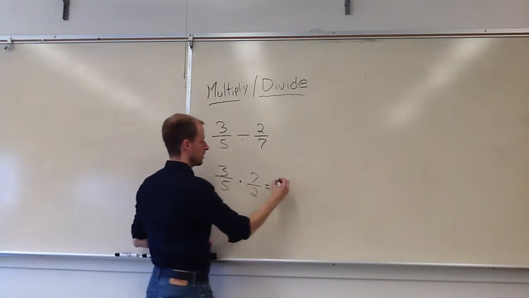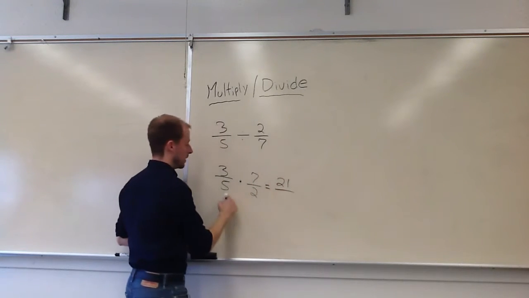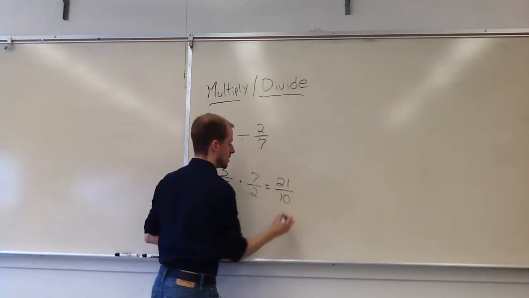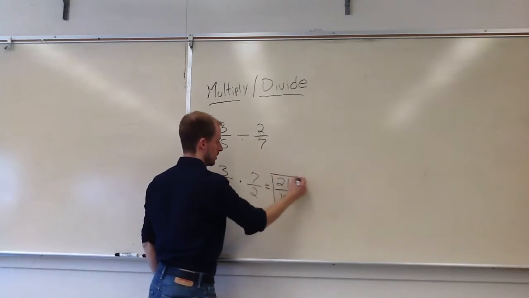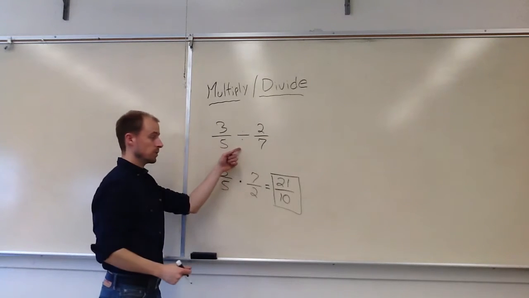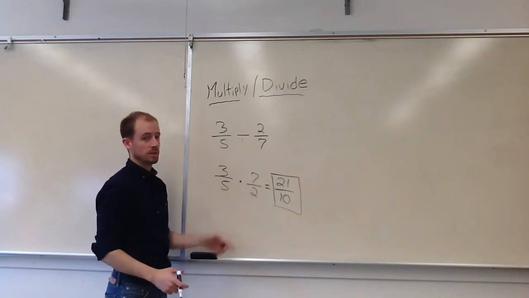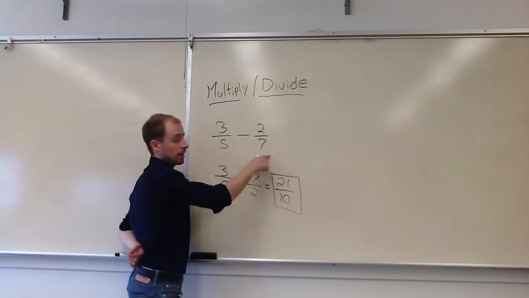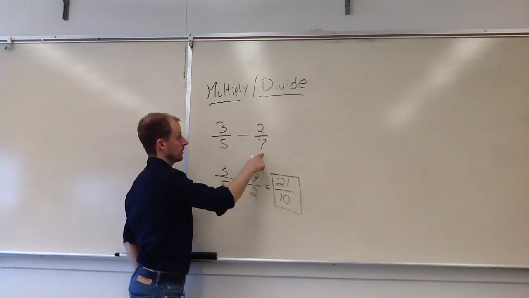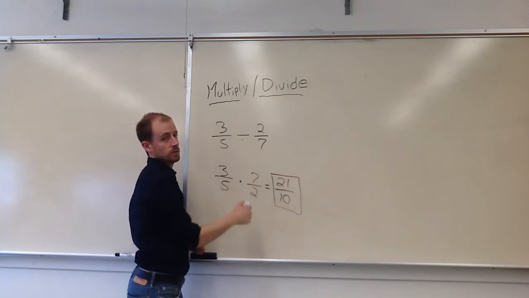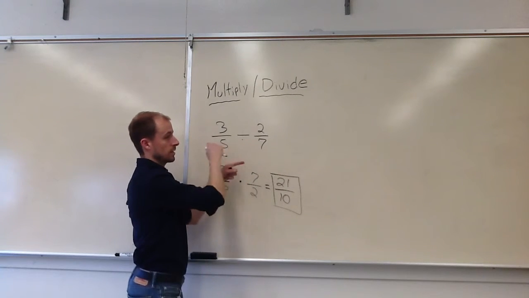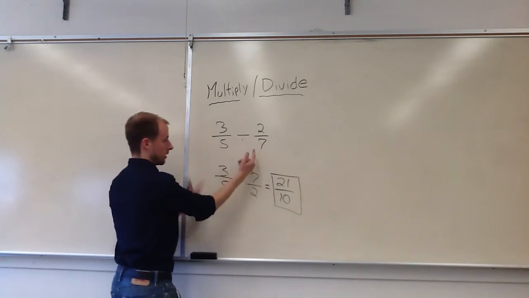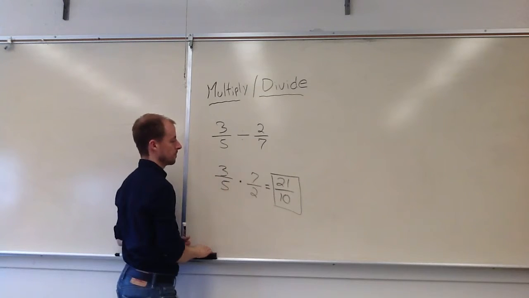So 3 times 7 is 21, 5 times 2 is 10, and then simplify if possible, which I keep getting things that can't be simplified. So that's our answer. If you see division, make it multiplication, flip the second fraction. Always the second one, not the first one, because 3/5 divided by 2/7 is different than 2/7 divided by 3/5. So flipping the first one wouldn't work.